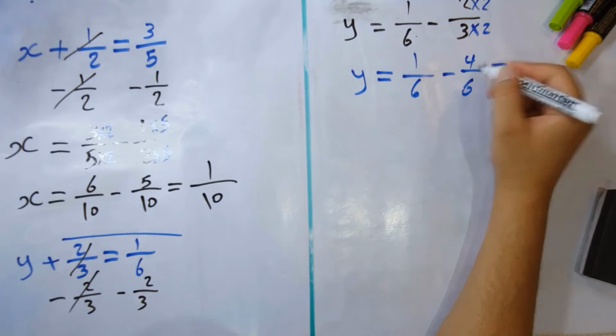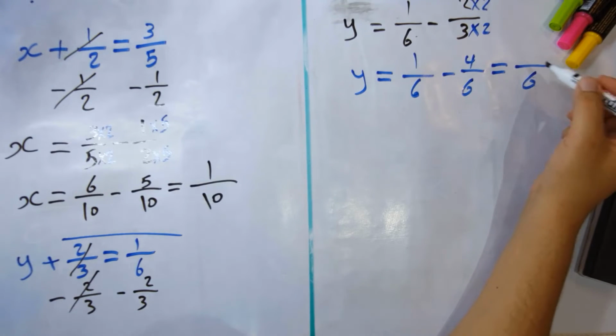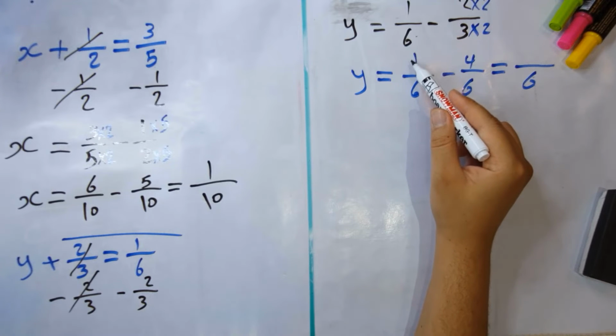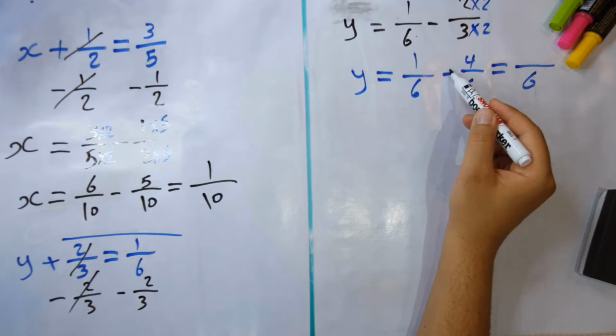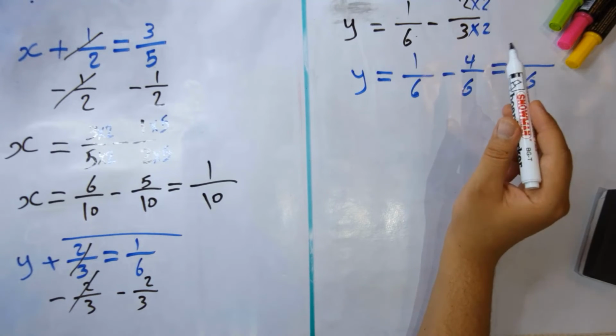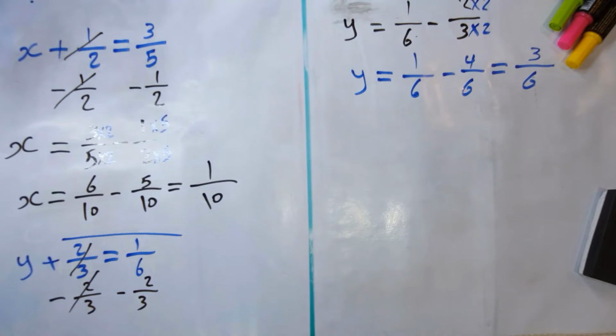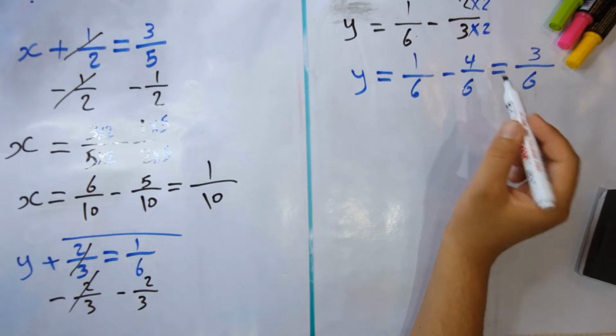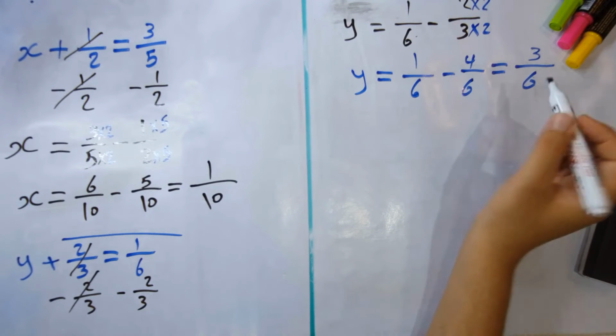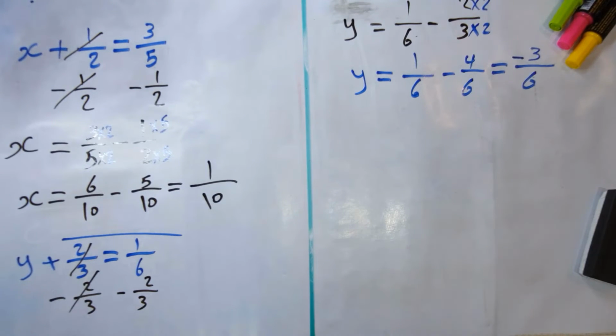Now the denominator is the same, yes, write it the same, and 1 is positive and 4 is negative, then different signs, we should do minus. 1 minus 4 or 4 minus 1 is 3, and both have the greater sign. Which is greater, 1 or 4? 4. 4 is negative, then the answer should be like the greater number, negative.